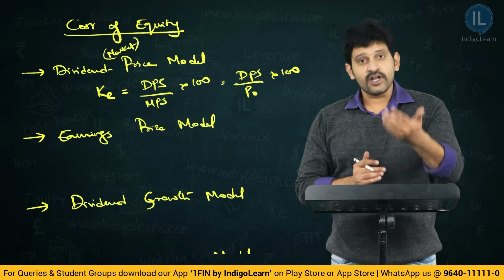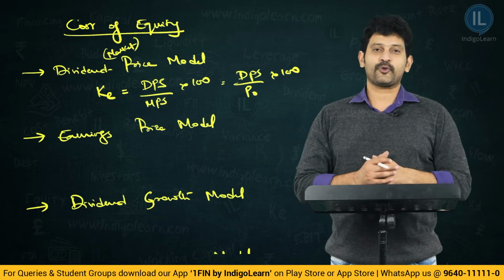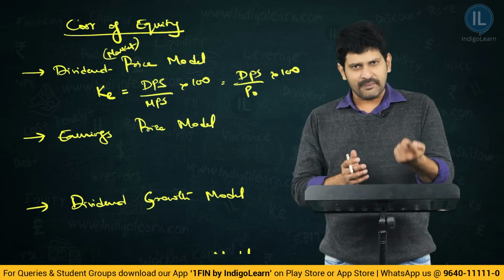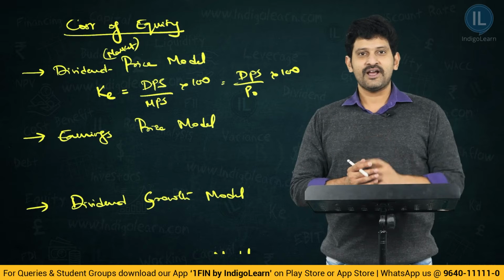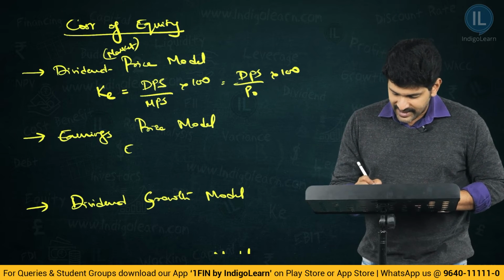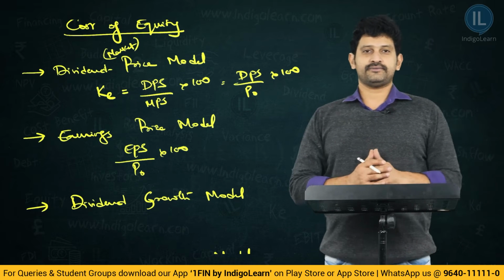According to the dividend price model or approach, dividend is considered as cost. According to the earnings price model or approach, EPS, just like there we took DPS. We are talking everything on a per share basis, right from the first formula, if you remember. Per security, per debenture, per preference share. Here also that's one. Therefore, just like DPS, we will have EPS divided by P0 into 100.